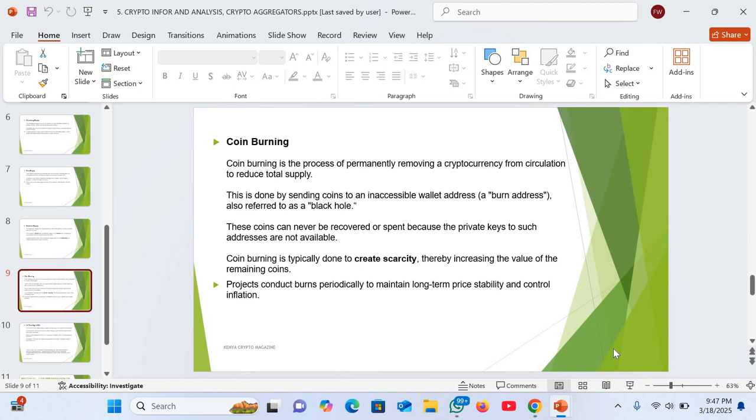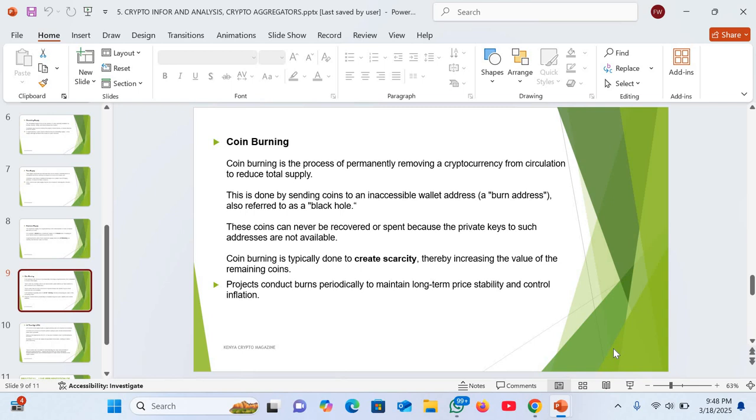So what some of these cryptocurrencies need to do is burn their circulating supply. And by burning their circulating supply, they are simply reducing the total supply. And by reducing the total supply, you are increasing the value of that cryptocurrency. So coin burning is the process of permanently removing a cryptocurrency from circulation to reduce total supply.